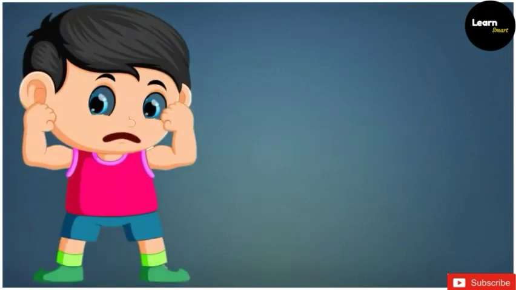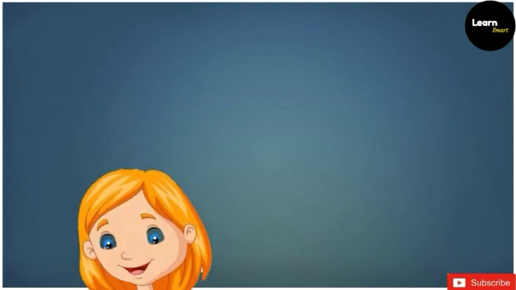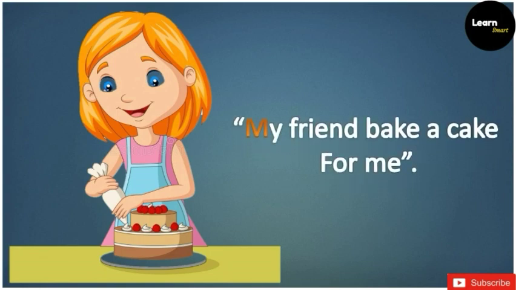Now look at the picture on your screen and the sentence it follows. You are so powerful. In this sentence, Y should be capital because this sentence starts with the letter Y. My friend baked a cake for me. In this sentence, M should be capital. And the reason behind it, you already know.